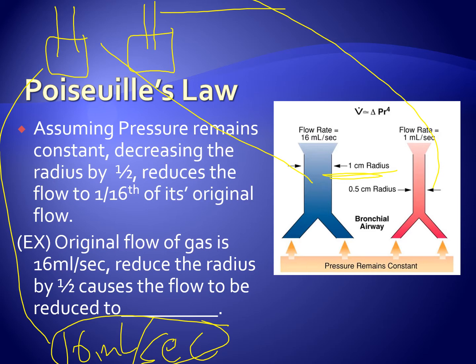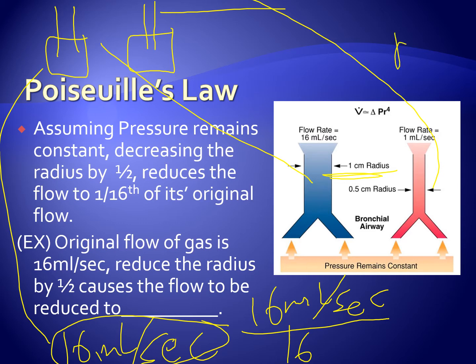And you will say, okay, what was my original flow rate? Well, if your original flow rate was 16 milliliters per second, and it gets reduced by 16-fold. Now, where does the 16-fold come from? Well, that's radius to the fourth, right? This is the exponential relationship that we were looking at earlier. So 4, 8, 12, 16, right? That's an exponential change. So that's where that 16 comes from.